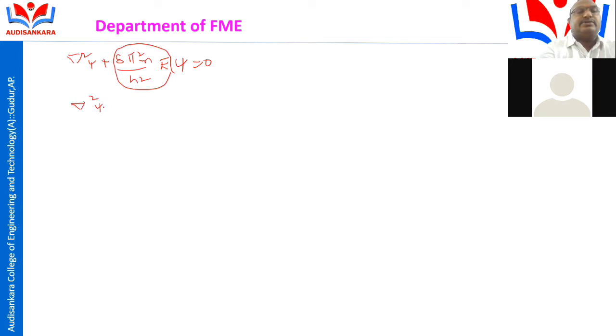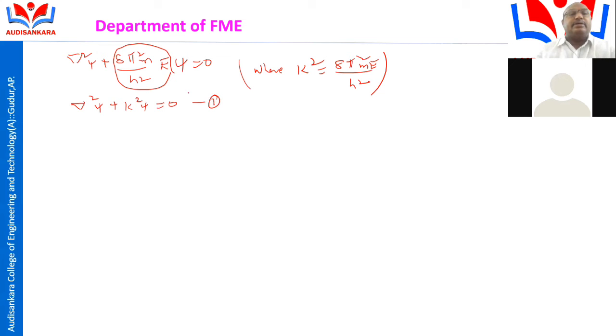My dear students, here it is a constant value. In place of the constant, substitute another constant: del square psi plus k square psi is equal to 0, where k square is equal to 8 pi square m E by h square, some constant value. So this is equation 1: del square psi plus k square psi is equal to 0. It is a one-dimensional homogeneous differential equation.